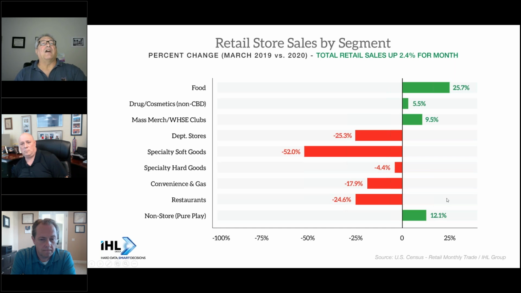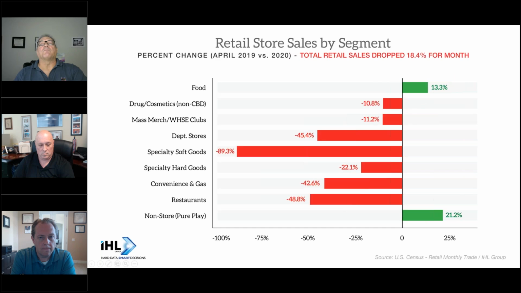Restaurants down almost 25%. A lot of that is focused on table service restaurants, some of whom had no curbside whatsoever to begin with. Quick service restaurants have done a better job of surviving, mainly because between 70 and 75% of the revenue typically comes through the drive-through, and that was essentially unaffected by the lockdown. Food, grocery up almost 26%, drug and cosmetics, mass merchants up big time. Again, e-commerce doing very well at 12% growth.